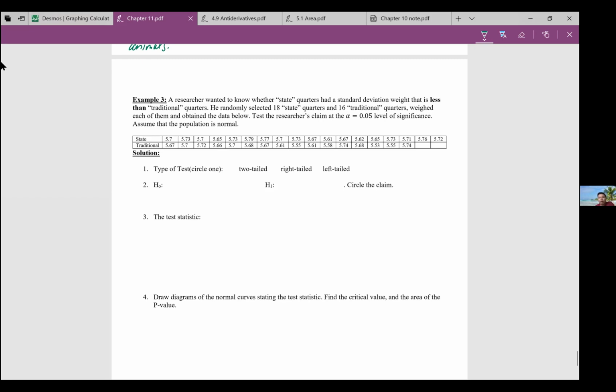A researcher wants to know whether the state quarter has a standard deviation weight that is less than traditional quarters. He randomly selected 18 state quarters and 16 traditional quarters, weighed each of them, and obtained the data below. Test the researcher's claim at alpha equal to 0.05 level of significance, assuming that the population is normal.